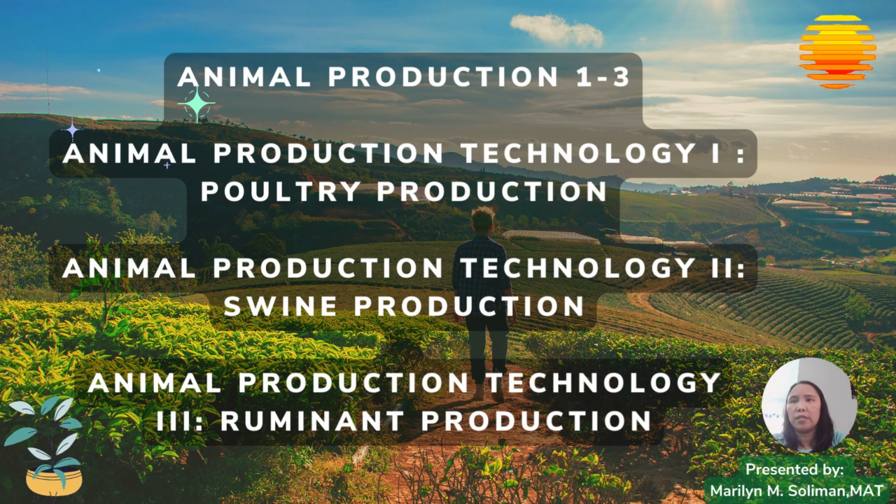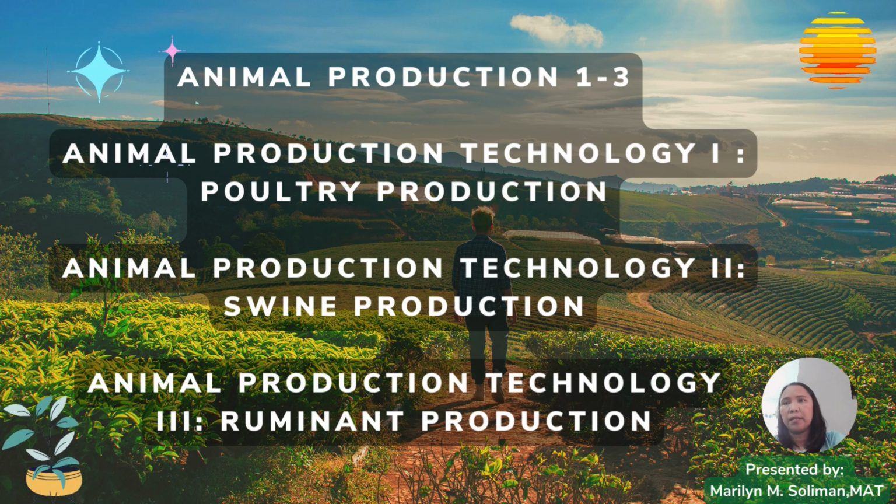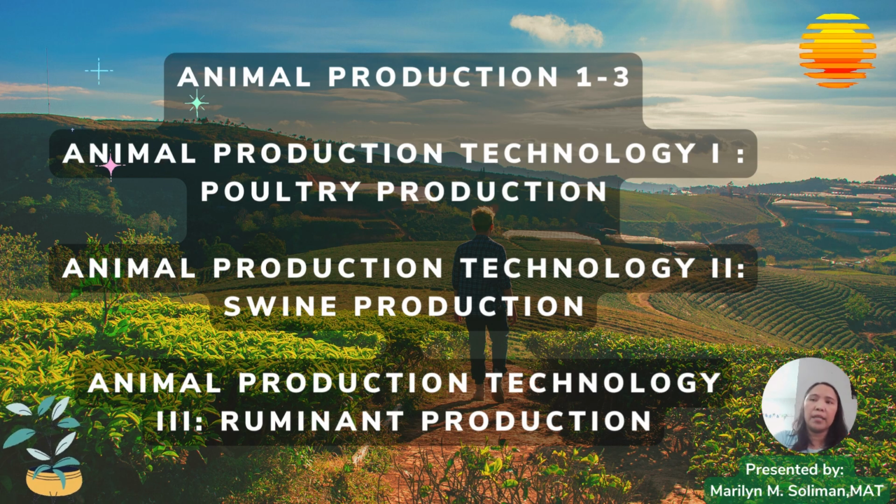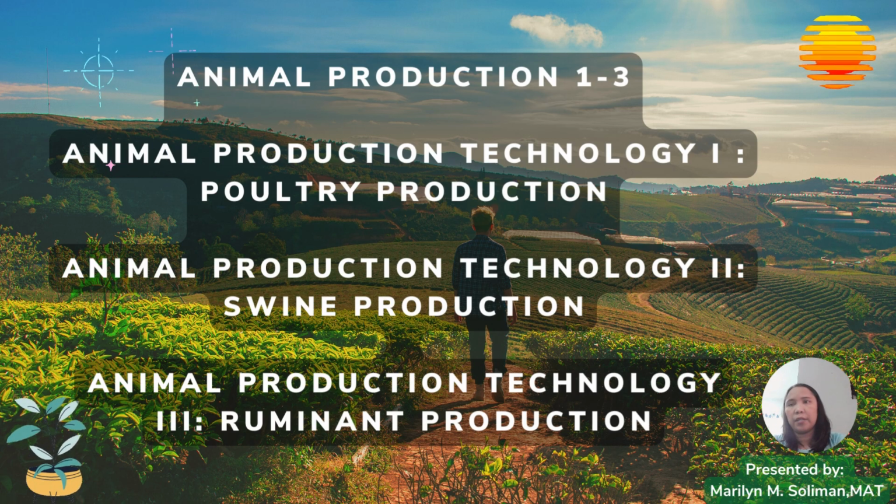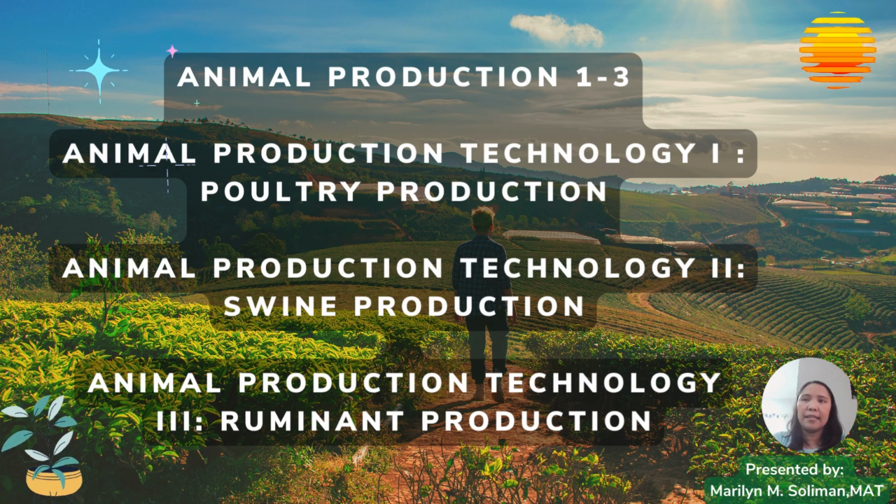And the third course is Animal Production Technology 3 on ruminant production, and this course includes the study of basic concepts and principles of selection, culling, breeds and breeding, feeds and feeding, housing and equipment requirements, pest and disease control, marketing, slaughtering, and meat fabrication. It also includes economic importance and management practices in small and large ruminant raising.